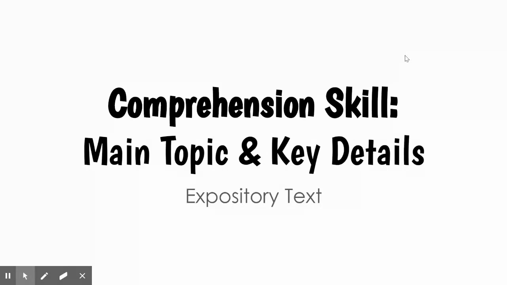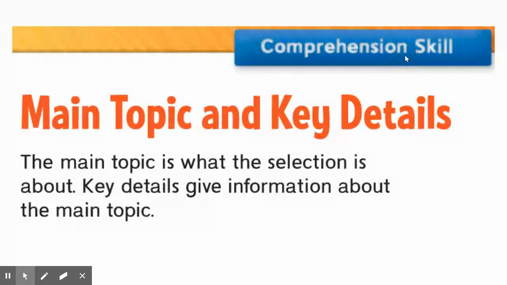I am going to work with you today on our comprehension skill, reviewing main topic and key details in expository text. This should hopefully sound familiar to you, as a few weeks ago we also worked on main topic and key details. As a reminder, the main topic is what the selection is about, and key details give information about the main topic. So any key details we identify in a story, they must relate to the main topic or what the story is mostly about.